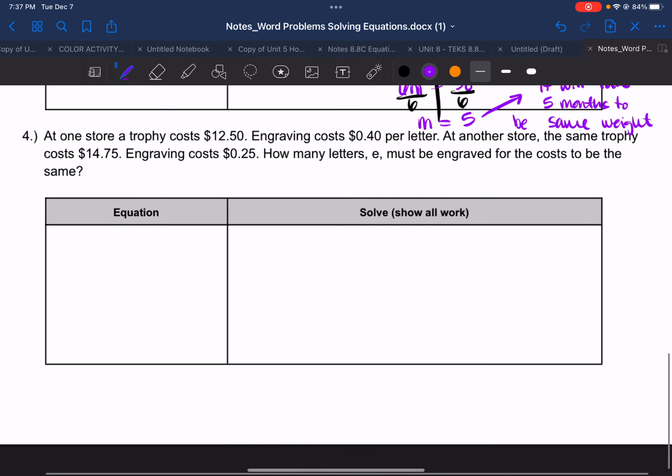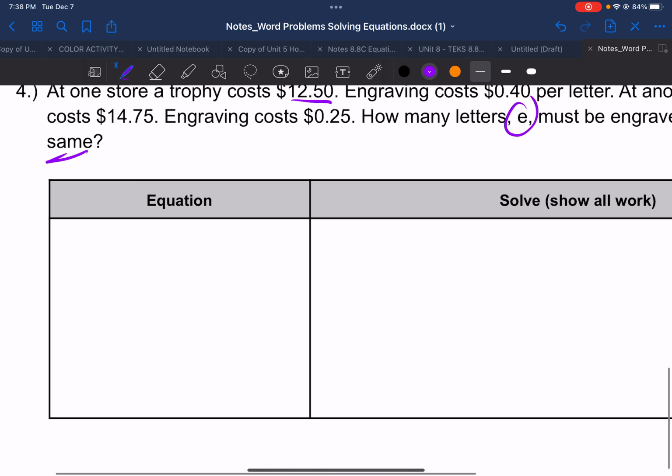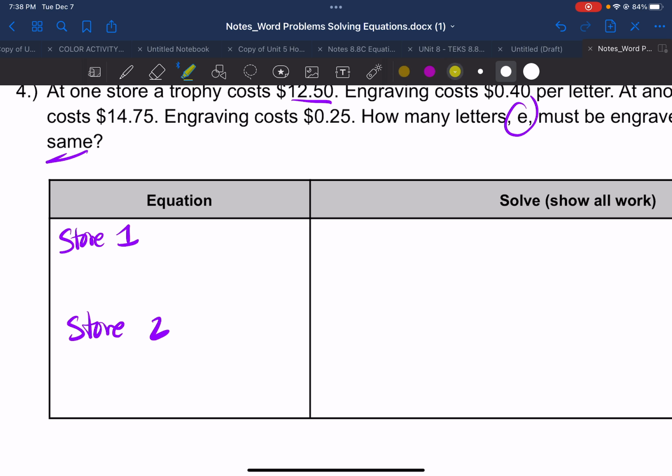Last one. Let's get this last one. All right. So at a store, a trophy costs $12.50. At one store, engraving costs 40 cents per letter. At another store, the trophy costs $14.75 and engraving costs 25 cents. How many letters must be engraved for the cost to be the same? It's the same way we set it up. So we're going to call this store 1 and store 2.